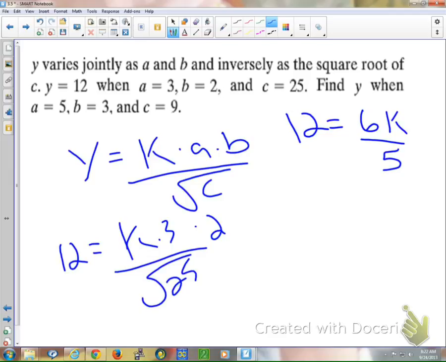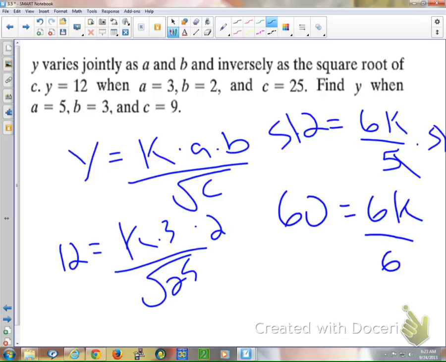Now there's two ways to solve for K. What's one of the ways? Keith. Multiply 5 both sides and divide by 6. Yeah, exactly. Multiply by 5 and then divide by 6. Or you can flip the fraction and multiply it, which is essentially the same thing. But let's just do it like that. Let's multiply by 5. So that's 60 equals 6K. Divide both sides by 6. And you get K equals 10.